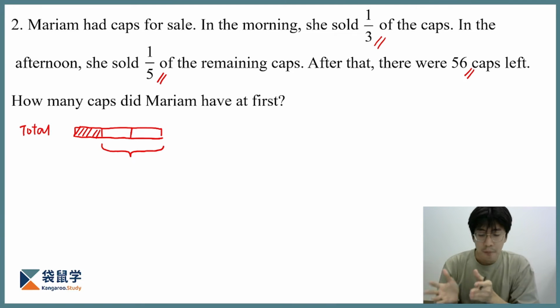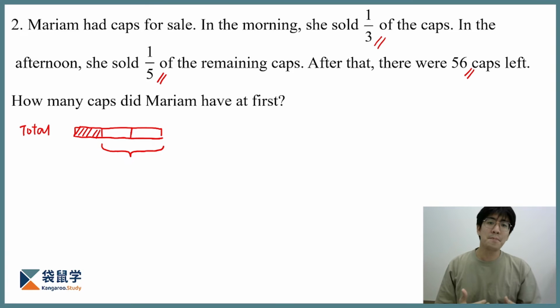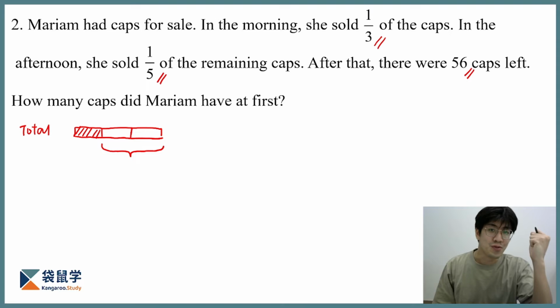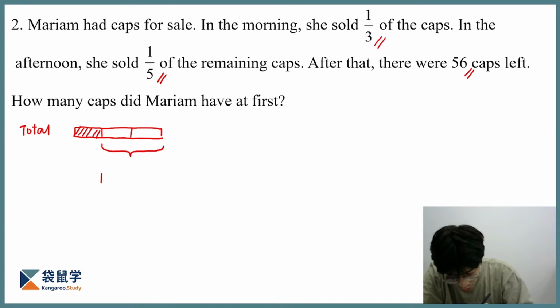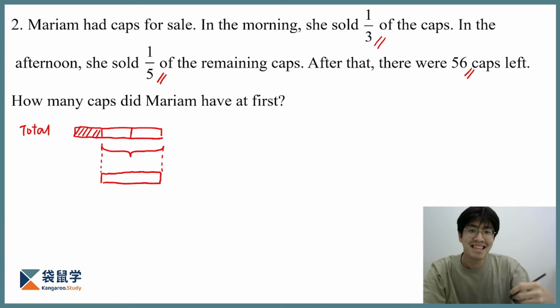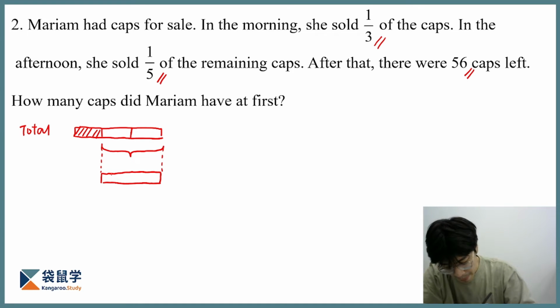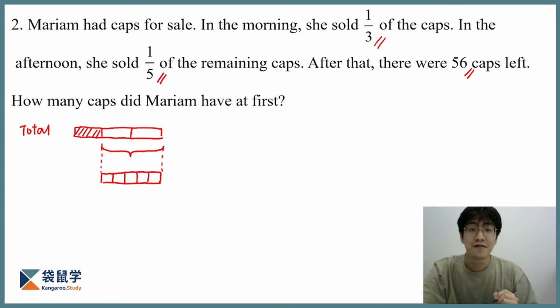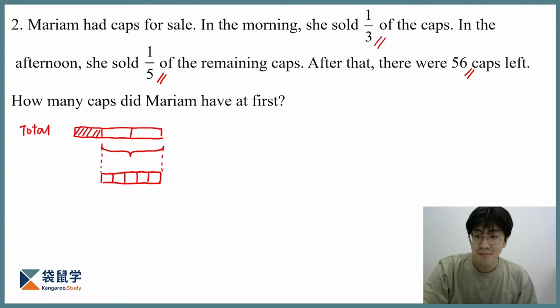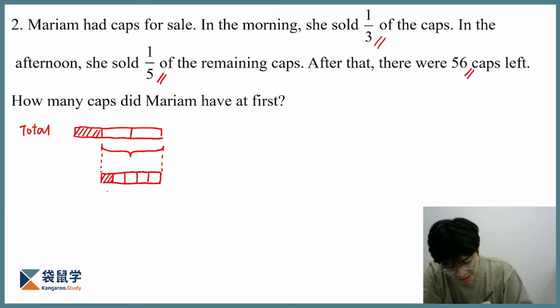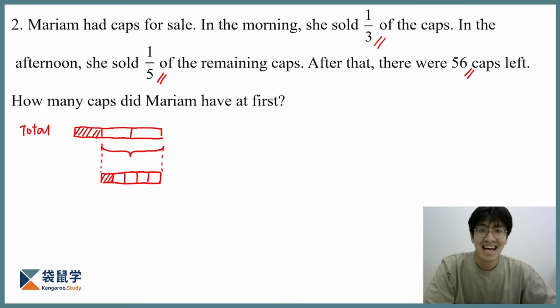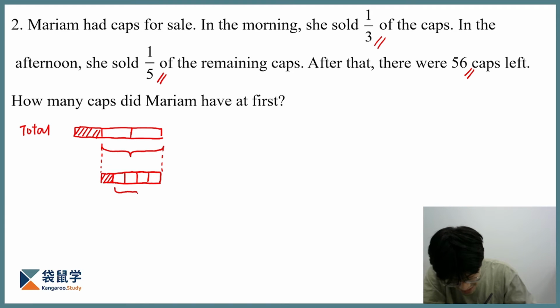If I just draw it on our previous existing model, then it can look a bit confusing. So here's what we can do. I can draw another model that is exactly the same as the remaining amount. They are exactly the same, and then divide it into 5 parts. 1, 2, 3, 4, 5. And since Mariam sold 1/5 of the remaining caps, I will cross out this part. And then she has 56 caps left. Now where do I put this 56? So it's going to be this part over here.